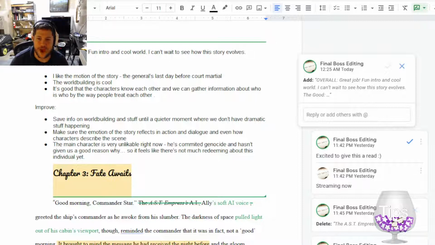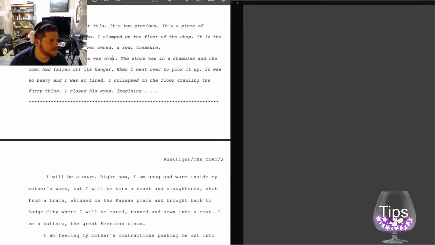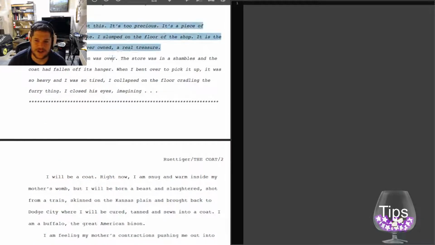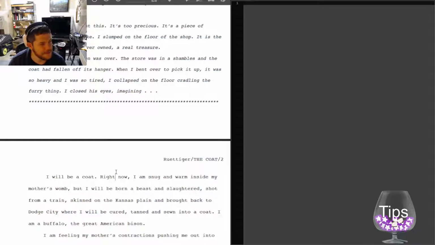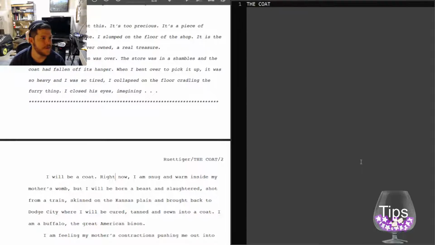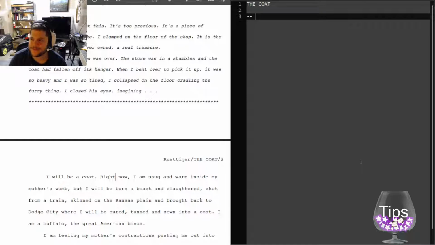So now we are jumping onto a story called The Coat. It's a little hard to see the top here, but we can jump on in. And I have my notepad here. Alright, so I'm going to do page 1.